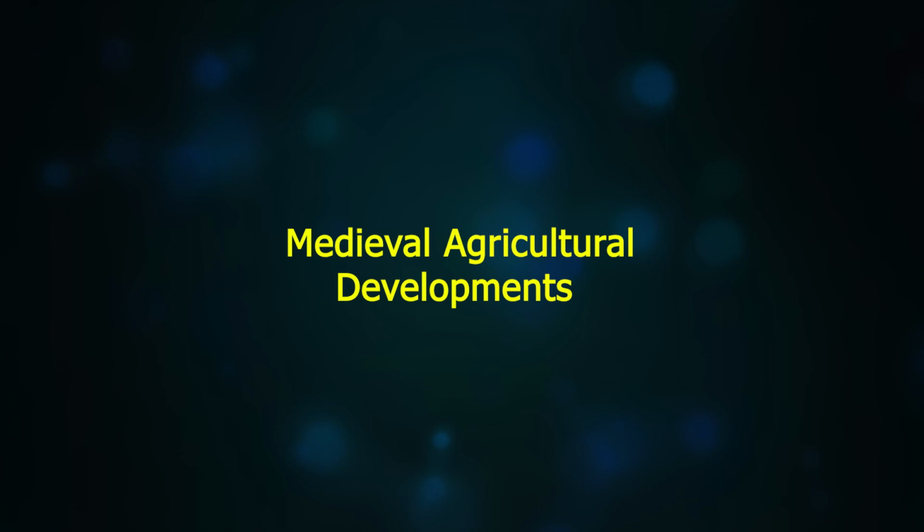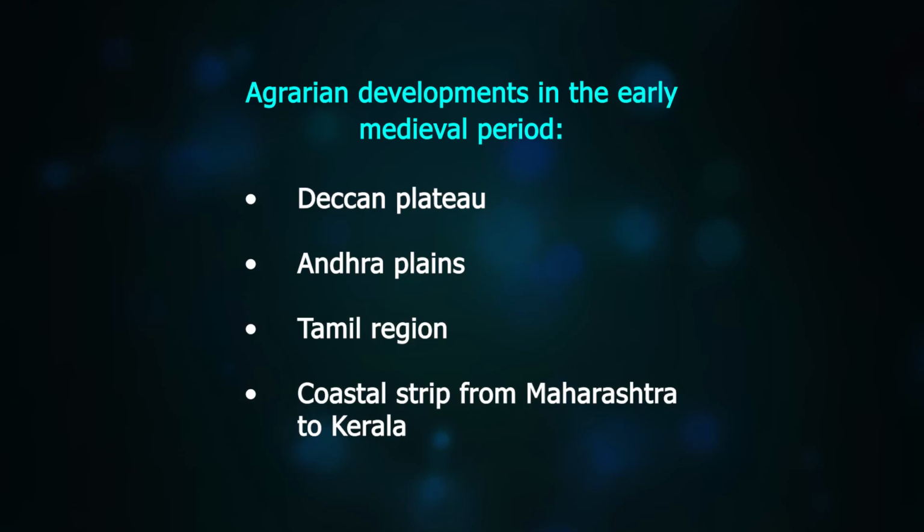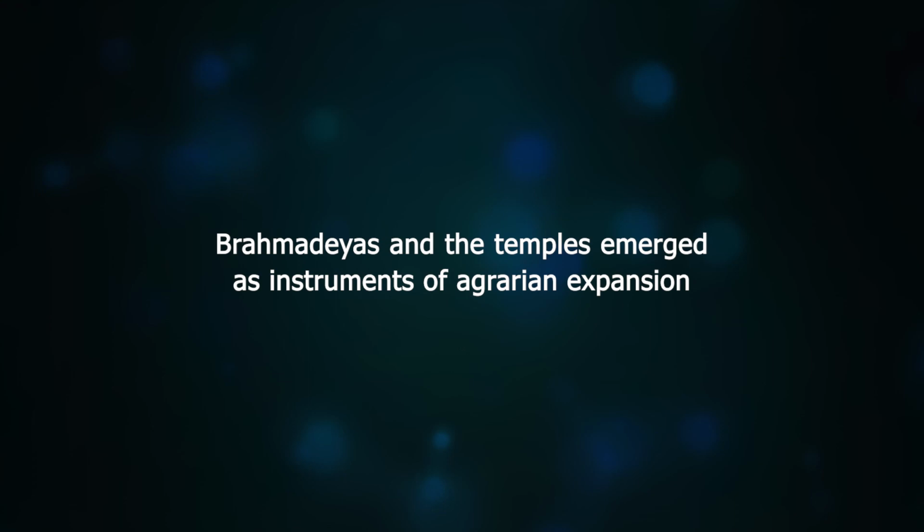Medieval agricultural developments. In the early medieval period, agrarian developments can be seen in the Deccan Plateau, Andhra Plains, Tamil region, and the coastal strip from Maharashtra to Kerala. The peasant economy, which was confined in the early peninsula only to Marutam, did separate into other ecozones also. Brahmadeyas and the temples emerged as instruments of agrarian expansion.